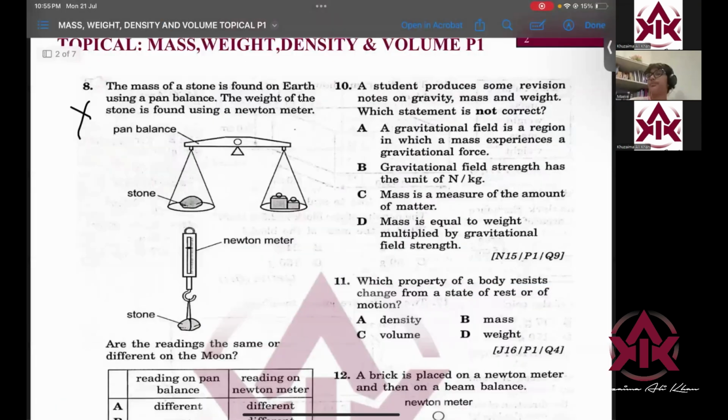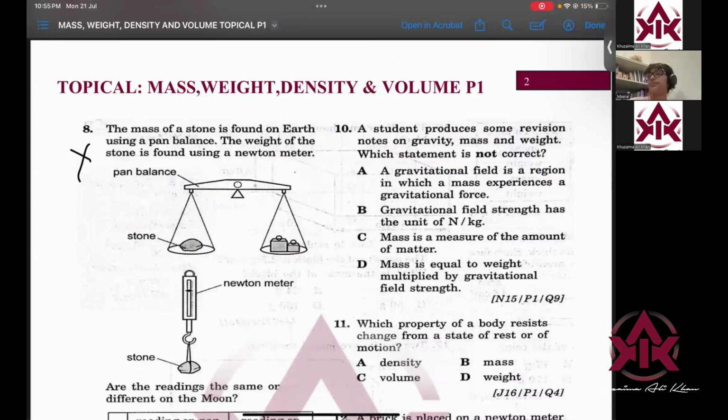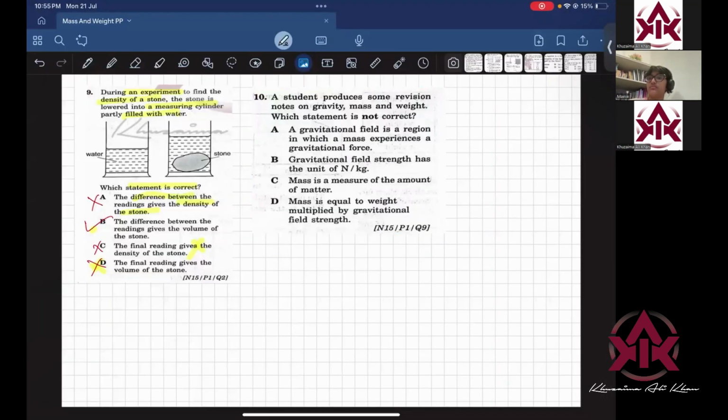Let's go on towards question number 10. It's from mass and weight. Let me check. Okay, so let's do question number 10 now. A student produces some revision notes on gravity, mass, and weight. So which statement in his notes is not correct? That is what you want to answer here. So let's check option by option.